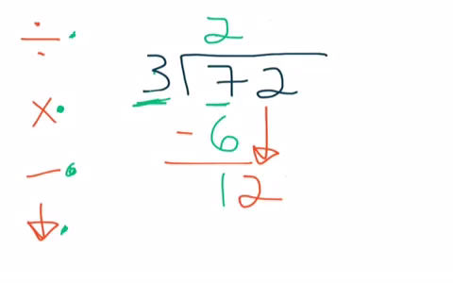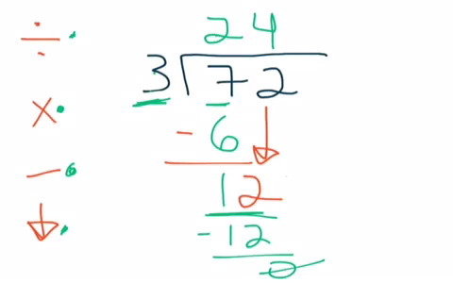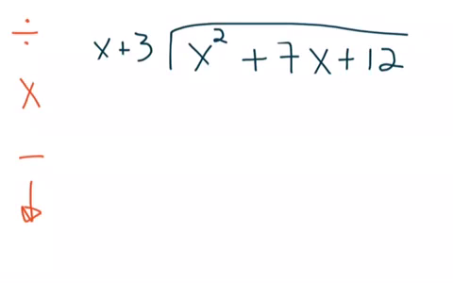We're going to say how many times does 3 go into 12? It goes in 4 times. When we multiply, we get 12, subtract, and we'd get 0. So our final quotient would be 24. I bring that to your attention because we're going to use the same process with polynomials. So let's go through this one.